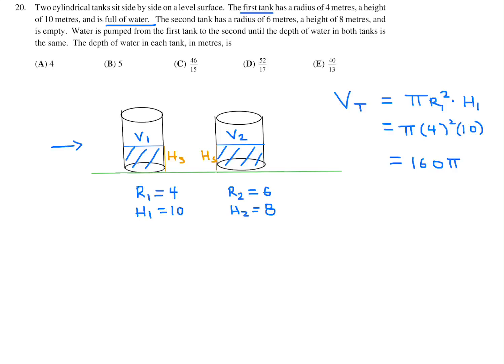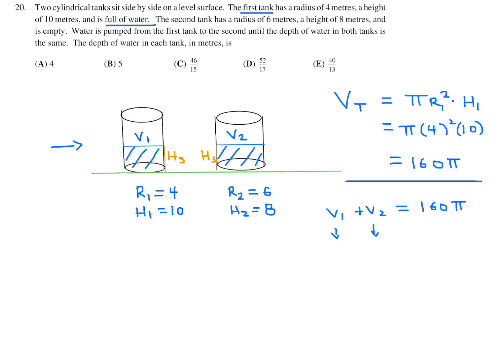Now we turn our attention to this scenario. In this scenario, we have two individual volumes, V1 and V2. Now they add up to 160 pi, right? Because none of the water has been lost. None of it has spilled out. We just made a transfer. But when we make a transfer, each of these will have different values in terms of the radius and the height. But the good news is that they are telling us that the height is the same.